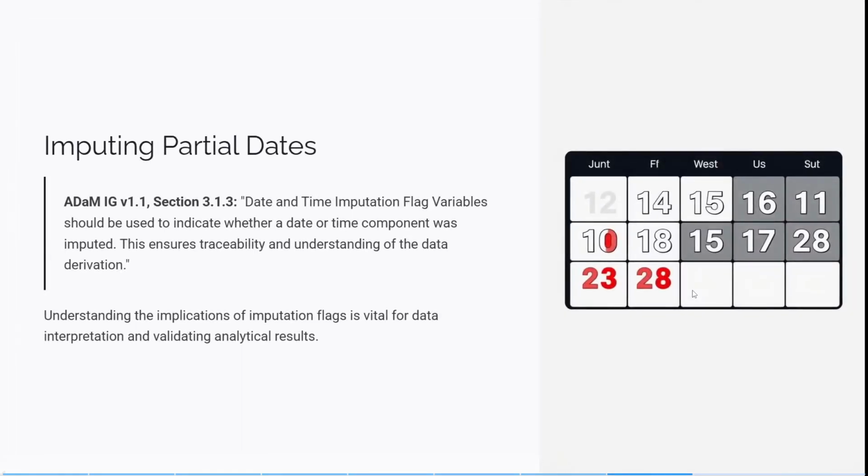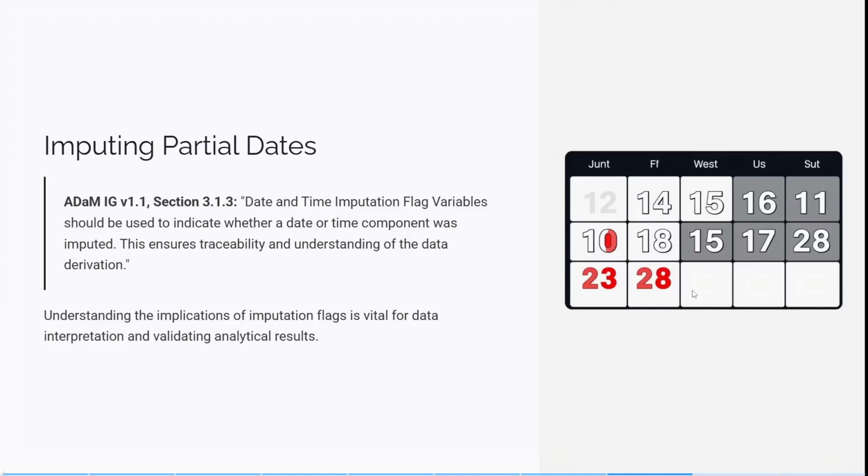Imputing partial dates: in ADaM IG 1.1 section 3.1.3, date and time imputation flag variables should be used to indicate whether a date or time component was imputed. This ensures traceability and understanding of the data derivation. Understanding the implication of the imputation flag is vital for data interpretation and validating analytical results. If you go to section 3.1.3, you will find this information.